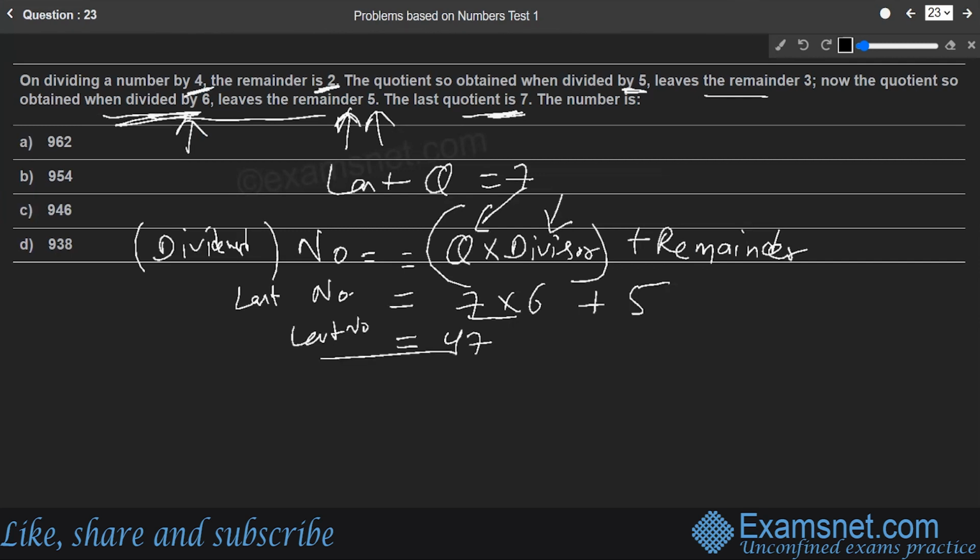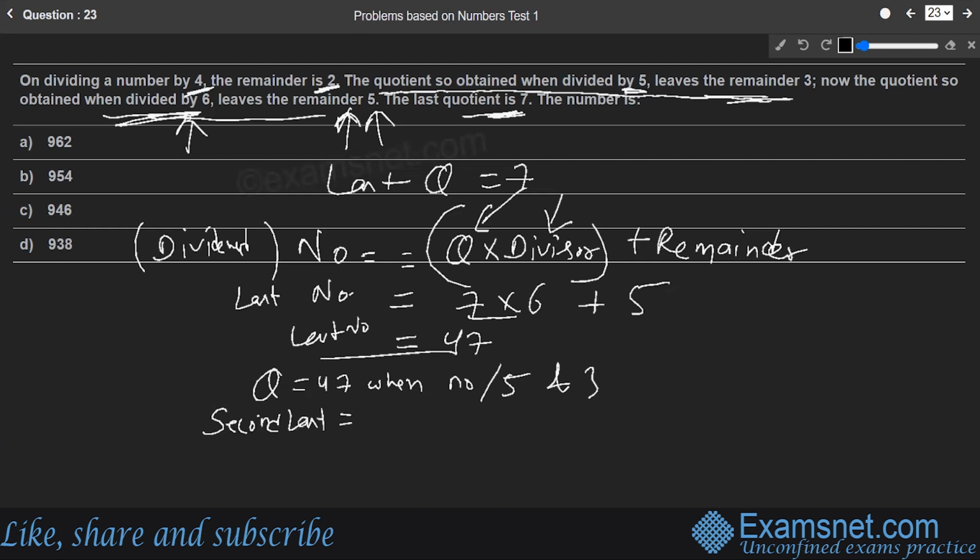Now, in the earlier step, he said the quotient is 47. The quotient was 47 when the number was divided by 5 and the remainder is 3. That happened in the second line. The quotient so obtained, when divided by 5, leaves the remainder 3. Now the quotient is 47, so for the second last number, the middle number, the quotient has to be used as 47 and the divisor as 5. So it has to be 47 into 5 plus 3, which comes out to be 238. Now this 238 is nothing but the quotient of the first division.